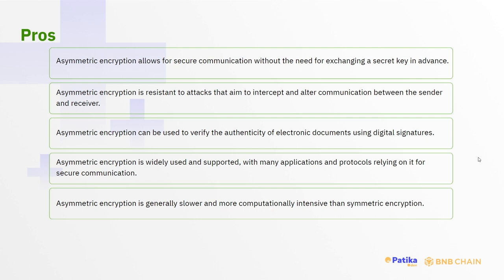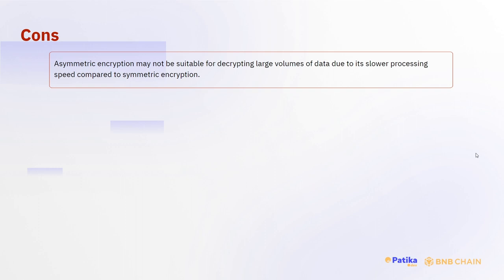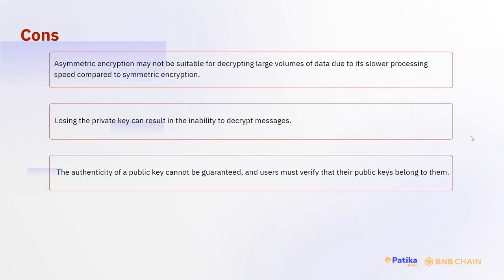It is generally slower and more computationally intensive than symmetric encryption, so in some regards you shouldn't use it. Asymmetric encryption requires the secure management of both public and private keys to maintain the security of the encryption. So what are the cons? Asymmetric encryption may not be suitable for decrypting large volumes of data due to its slower processing speed compared to symmetric encryption. Losing the private key can result in the inability to decrypt the messages, which is very important. The authenticity of a public key cannot be guaranteed, and users must verify that their public keys belong to them.